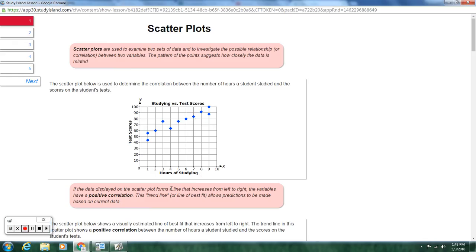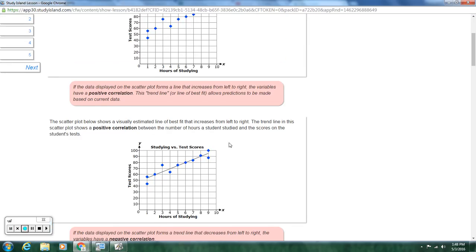Well, presumably, the more you study, the better you're going to score, right? When one increases, the other increases. Two positives, or two negatives. So that's why they call it a positive correlation.